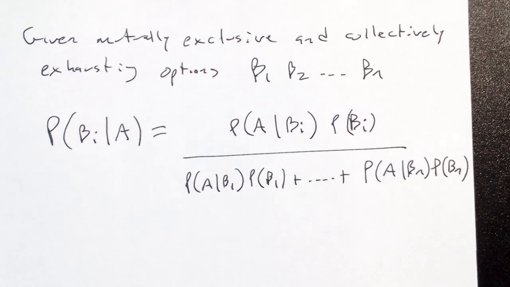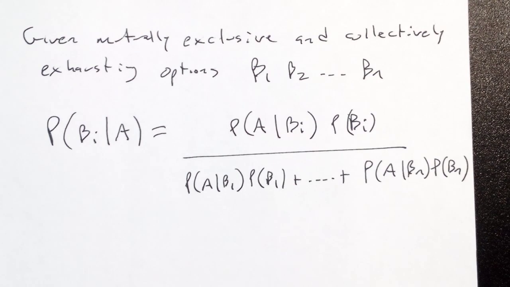In our case, we had positive and negative for the drug test, the pregnancy test. We had pregnant or not pregnant. We had using drugs or not using drugs. Those were exhausting because there were only two options and you couldn't do both. But in our previous example, pay by cash, check, credit card, we had three mutually exclusive, collectively exhausting options because there were really no other ways to pay at that store.